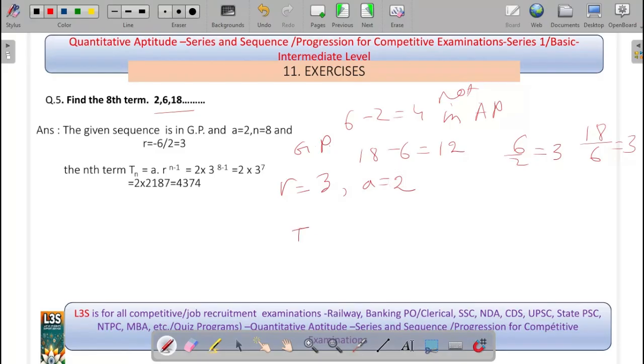Now T8. We know the formula A into R to the power n minus 1. So n is equal to 8. So A equal to 2, 2 into 3 to the power 8 minus 1 equal to 4374.